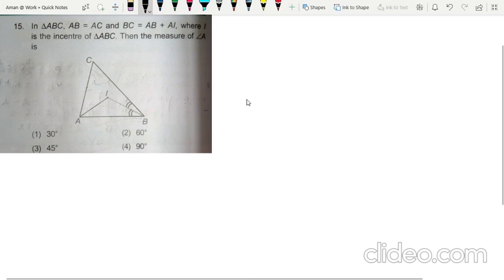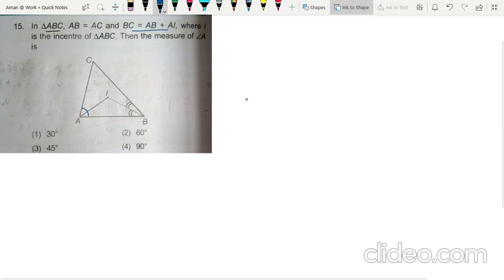Let's discuss this question. In this figure, triangle ABC is given. AB is equal to AC, and BC is equal to AB plus AI, where I is the incenter, and we need to find the measure of angle A. We know that the incenter is formed by the intersection of the angle bisectors. All the angle bisectors meet at that point, which we call the incenter.